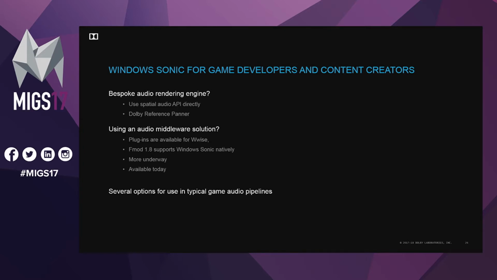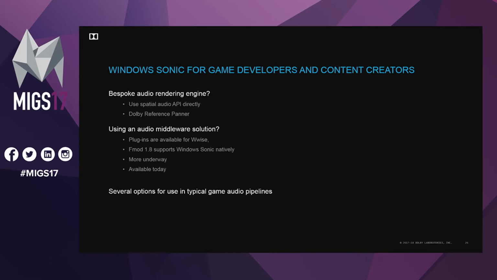Okay. So then, what if you're building your own engine? Is anybody building their own engine in here, their own audio engine, their own middleware? I should just skip the slide, but just in case it becomes important, you can address the spatial audio APIs directly, or we have a reference panner available from Dolby right now, or at least it should be available on Monday. If it's not, my email address is at the end of this. I'm happy to provide that to you. I have a reference panner I can give you.